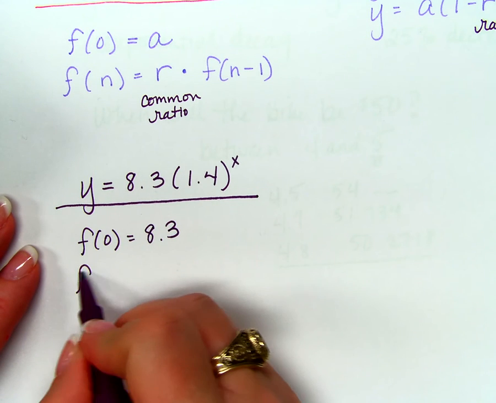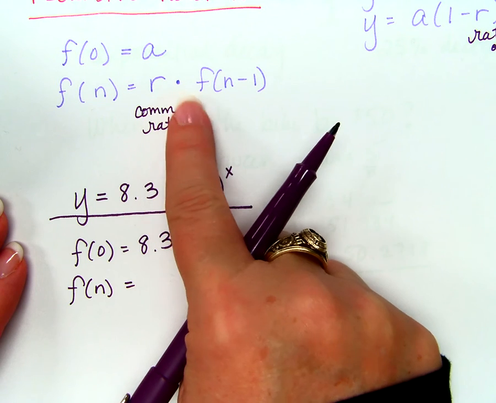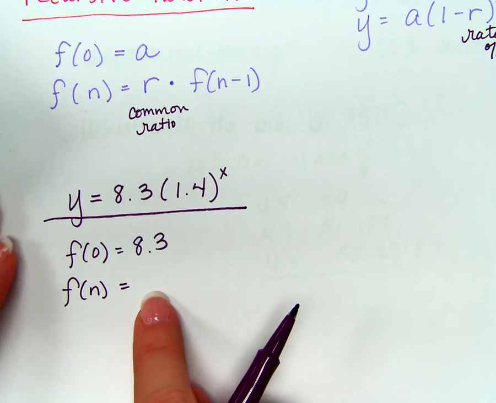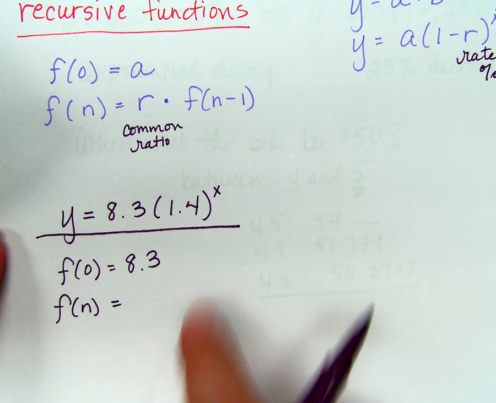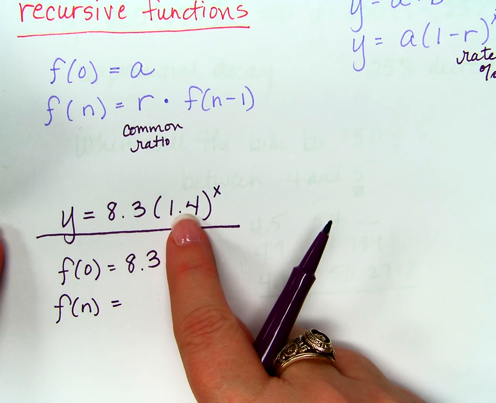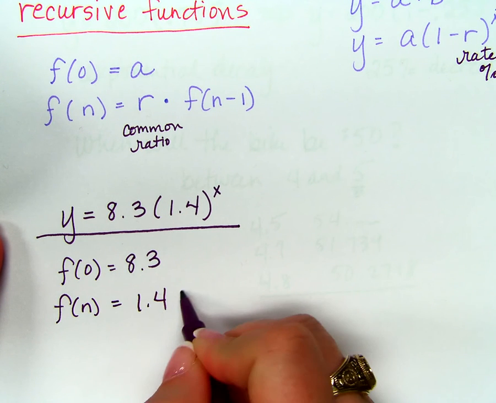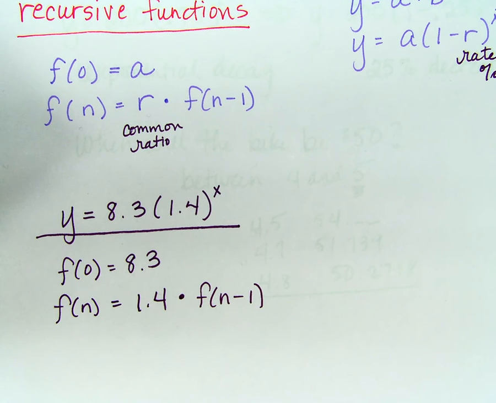F of n. So f of n equals the common ratio times f of n minus 1. So all I have to really figure out is the common ratio. Guess what the common ratio is? Yeah, it's the base. That's the ratio that is changing by every time. 1.4 times f of n minus 1. And we're done.